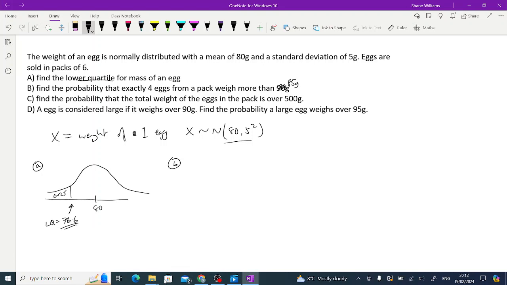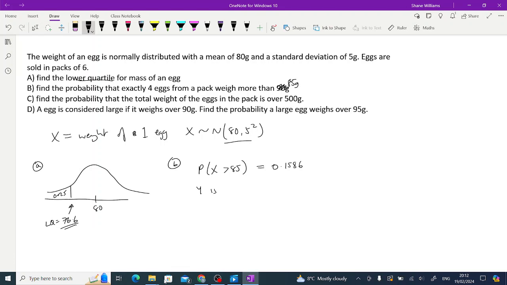Exactly 4 eggs from a pack weigh more than 85. Okay, well, I can work out whether one egg weighs more than 85 using my normal CD and the parameters given above, and I find that that equals 0.1586. Now if I take 6 eggs and I see if each of them is greater than 85, if it is, I call it a success.